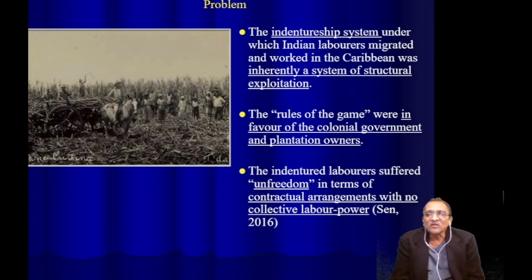Now, though 143,000 immigrants came to Trinidad alone, such a large number, they didn't have a union, so there was no collective labor power. So the contract was not in their favor.